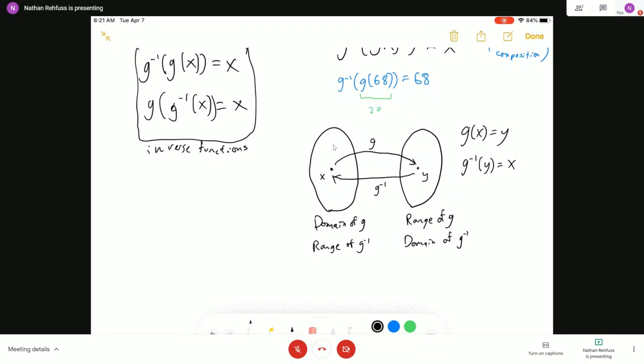G takes something out of this bucket and puts it into this bucket. G inverse does exactly the opposite. It takes something out of the second bucket and puts it into the first. So the domain of G, the bucket that G takes out of, is also the range of G inverse. It's the bucket that G inverse puts things into. And over here, this oval, the range of G also has to be the domain of G inverse. So the domain and range have just switched places.